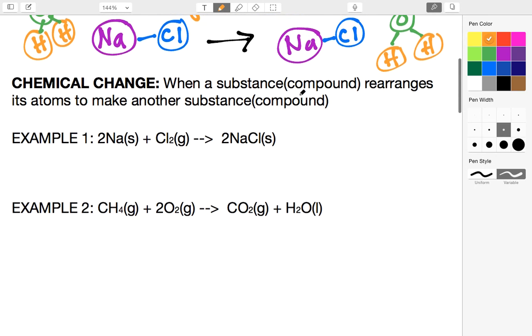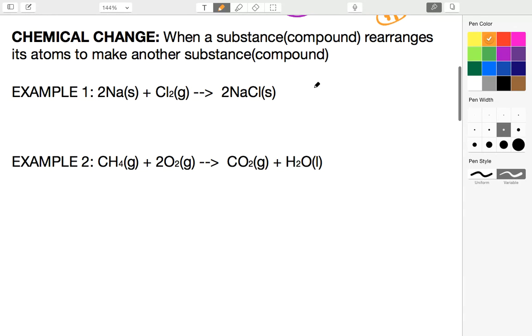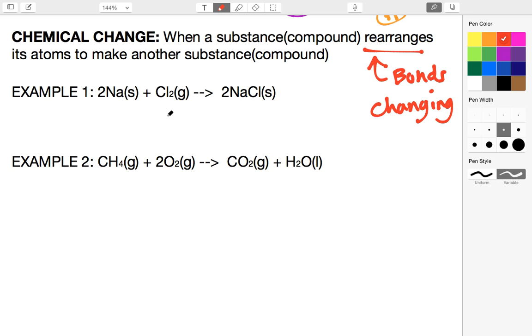So let's move on to chemical change. A chemical change is when a substance or a compound rearranges its atoms to make another substance or compound. So in this case, bonds change. They switch their partners. So when we're talking about rearranges, we're talking about bonds changing. They're switching partners, switching buddies. So for example, I have two Na solids, or two sodium solids.